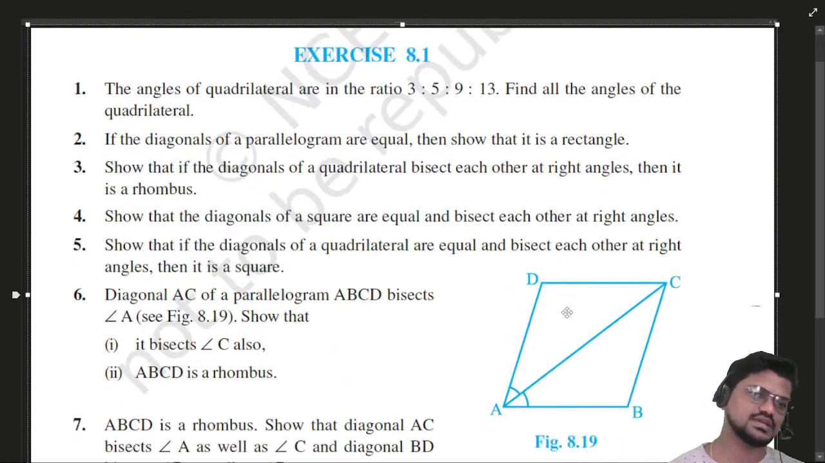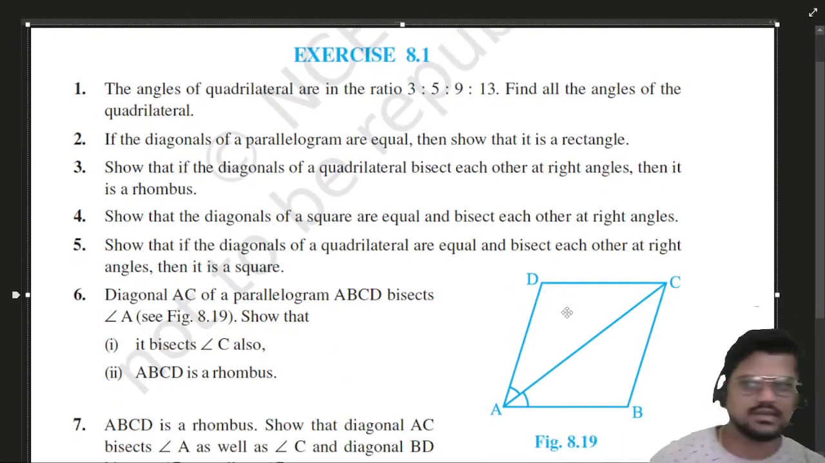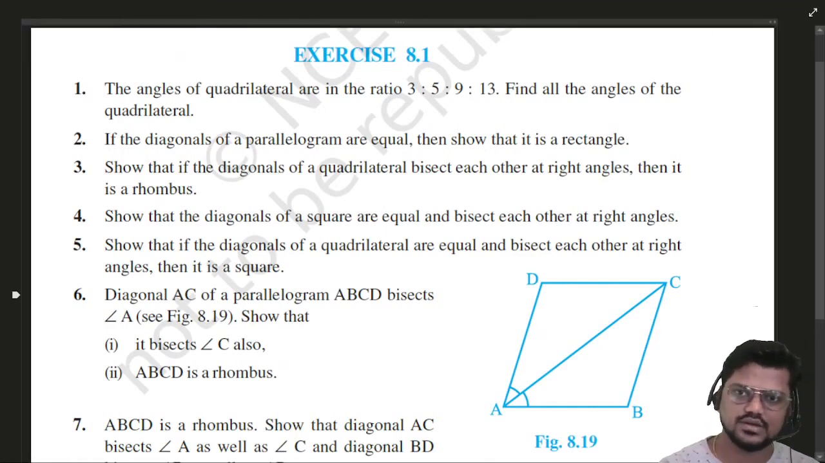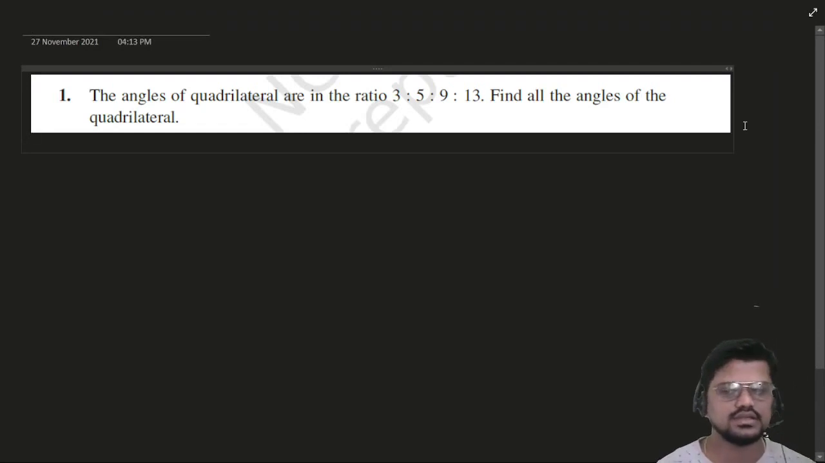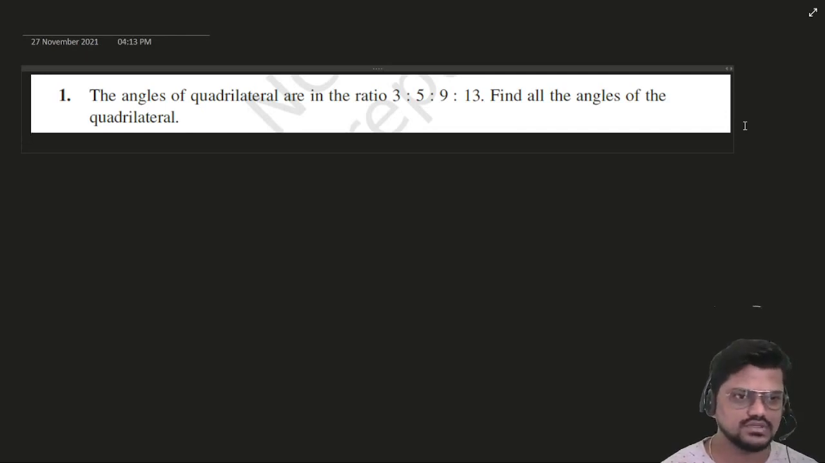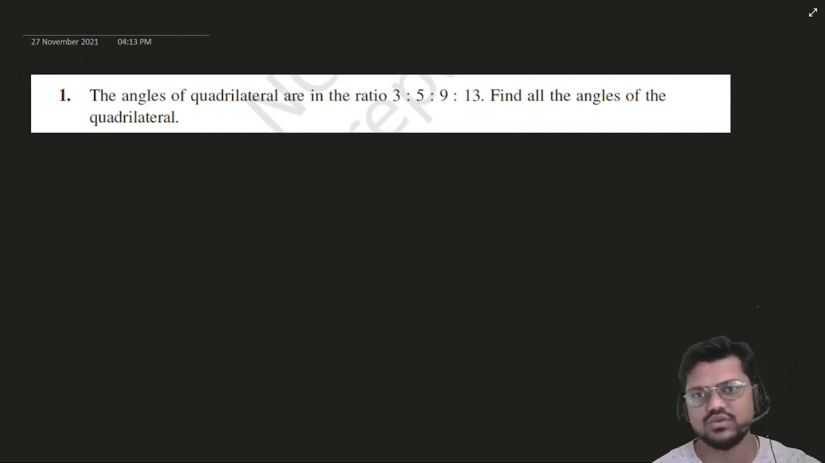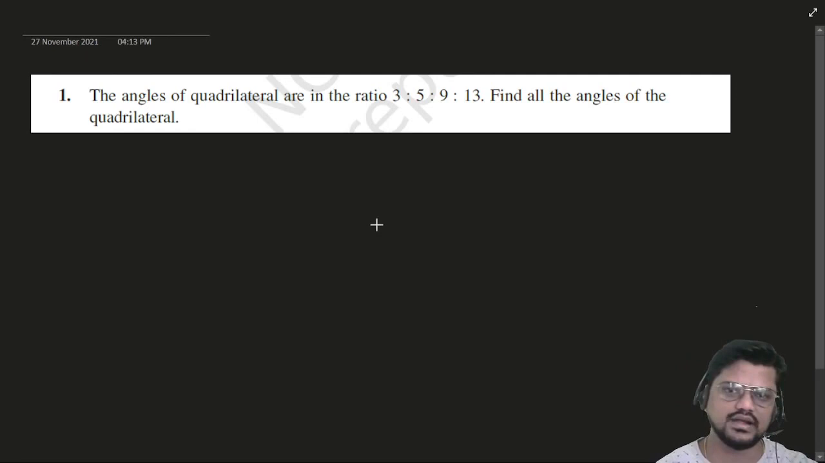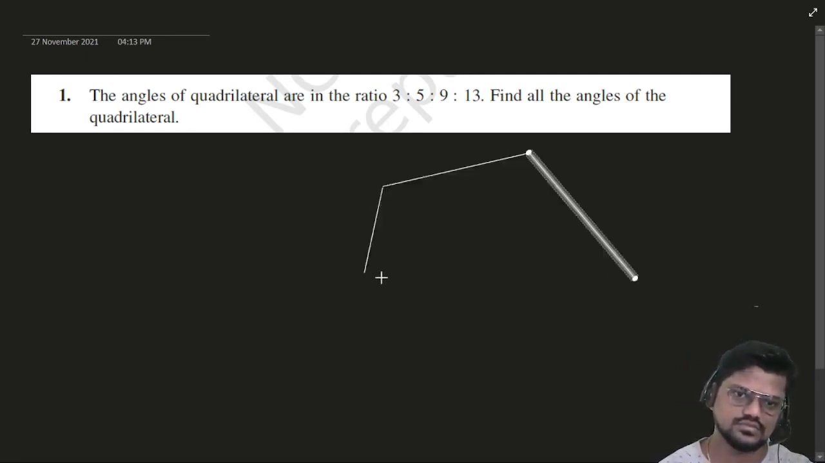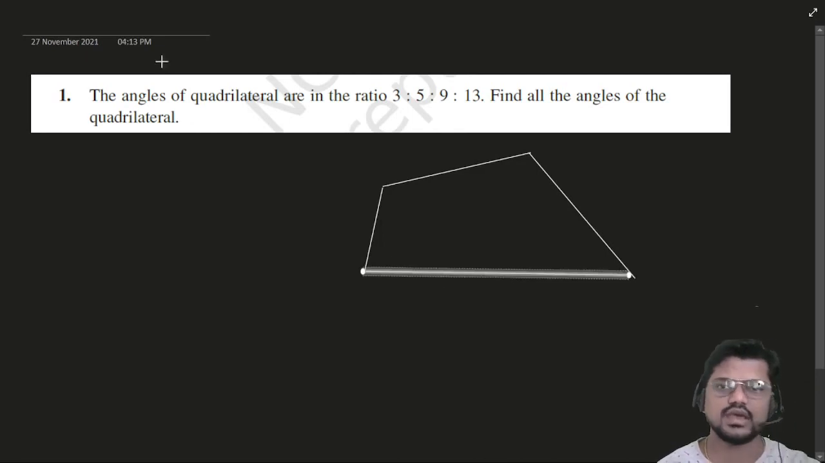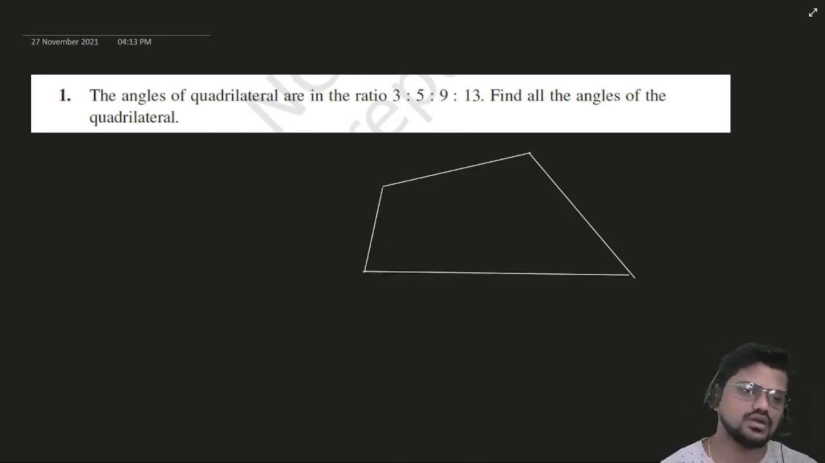Now, this is the first exercise which you have, that is 8.1. Let's try to solve this. They have given the angles of a quadrilateral are in the ratio 3 is to 5 is to 9 is to 13. Then find all the angles of the quadrilateral. This is a very easy question. We can just draw any random quadrilateral like this.